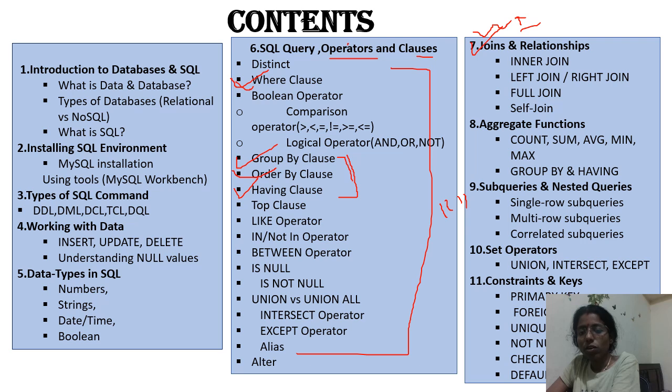Okay. Then your constraints and keys. In SQL there are rules which are identified by primary key, foreign key, unique key, not null, check, and default. These are the constraints and keys. We'll go through them thoroughly, no worries. I'm just giving the gist, so that whenever we cover the topic, you will have an idea of it.